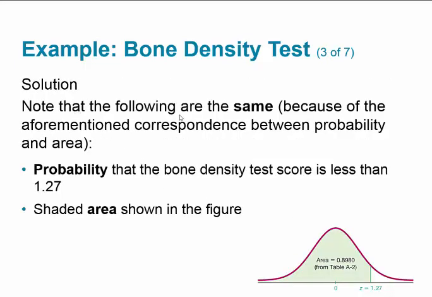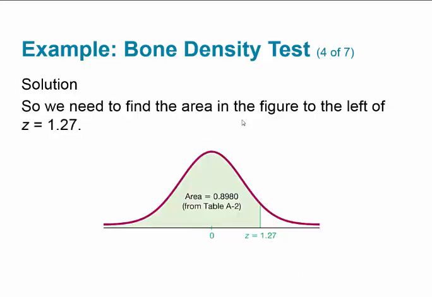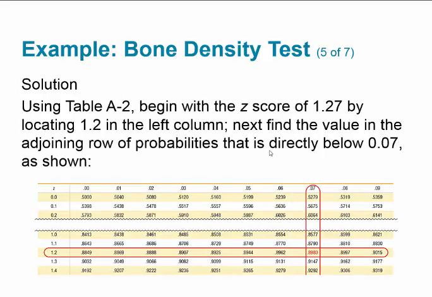Now, note the following are the same because of the aforementioned correspondence between probability and area. So the probability that the bone density test scores less than 1.27 is the shaded region in this figure. So we need to find the area to the left of 1.27 using the tables, which we're not going to be using, but if you were, you would just find the convergence of the row and the column.